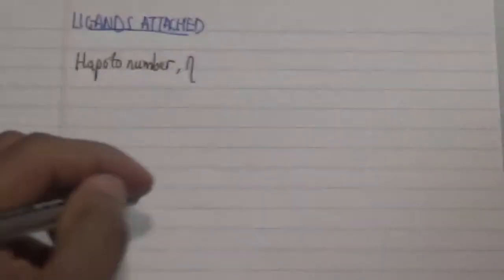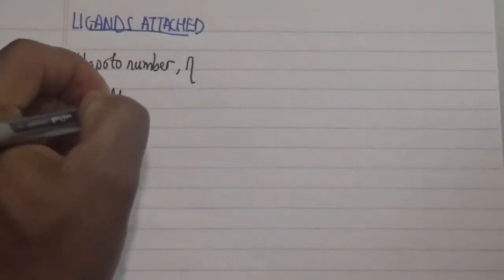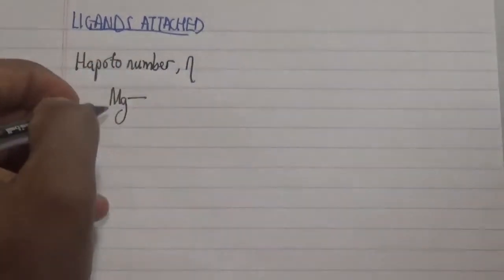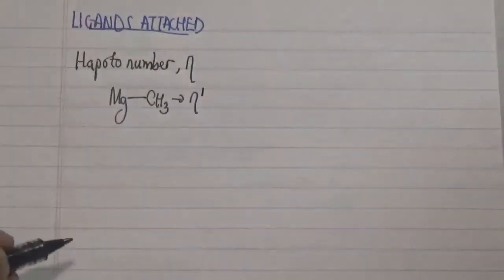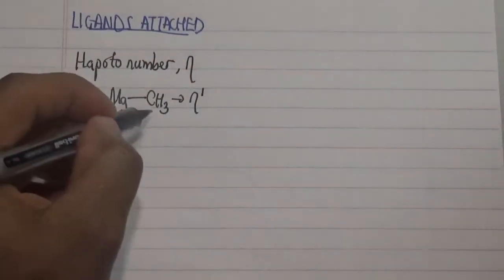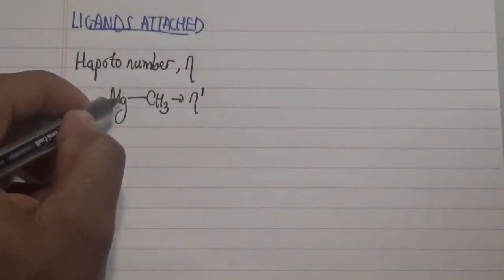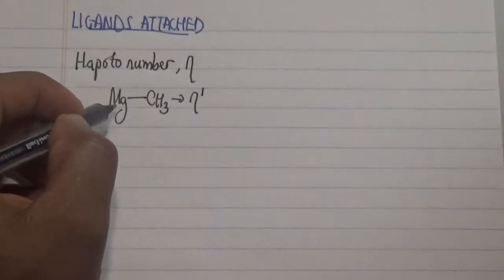Let's take an example. We have this particular metal coordinating with our compound here. This compound is a methyl group, so we are dealing with a sigma bond in this case, and we represent this as eta to the power of 1. Why? Because we just have one atom coordinating with our specific metal.